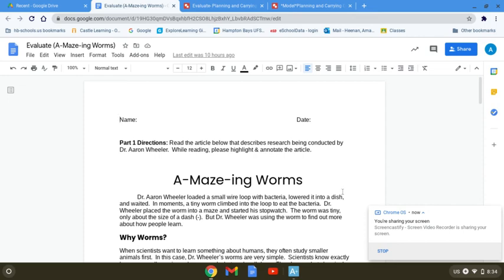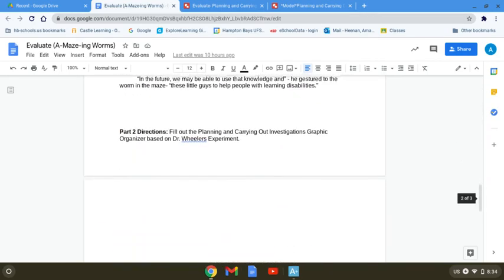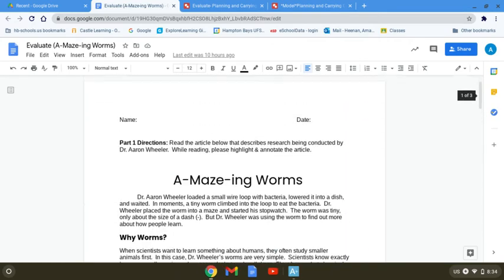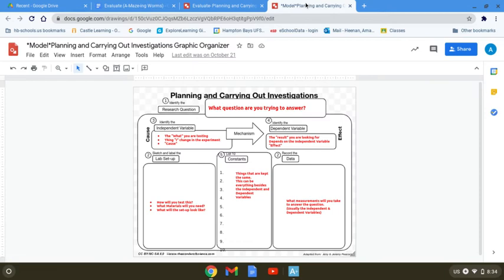All right, students, for our unit assessment, you guys are going to be reading this article that describes an experiment performed by Dr. Aaron Wheeler. Based on the article and based on his experiment, you're going to be filling out this graphic organizer. Okay, I would like for you guys to use the model graphic organizer that we used in class.